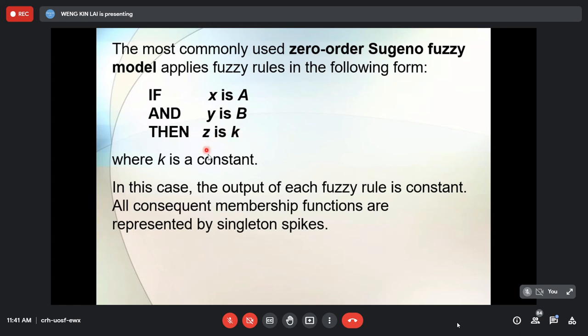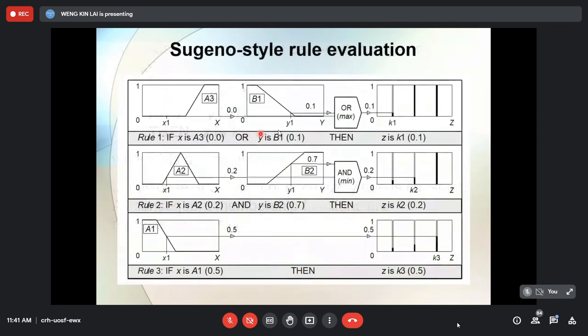So in this case, the output of each fuzzy rule is a constant, and as a result, all the consequent membership functions are represented by singleton spikes. You can see here we look at the same example we've been looking at for the past 1 hour or so. Nothing has changed. Based on the actual inputs x1 and y1, what should be my output that is transferred over to my consequent part?